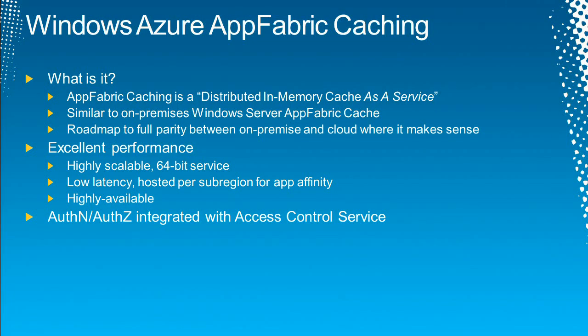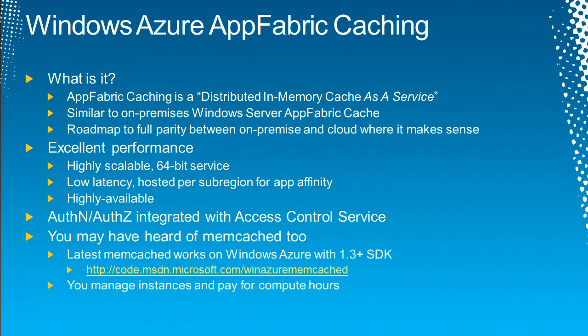And you can imagine that the set of policies for access that we could provide will become richer over time because the access control service is pretty flexible. And you don't have to use ours. You can use your own. If you'd like to use Memcached, for example, you can. It works with Windows Azure. In fact, there's a solution accelerator for it. But I will try in the next slide to convince you that App Fabric caching is a better choice than Memcached.